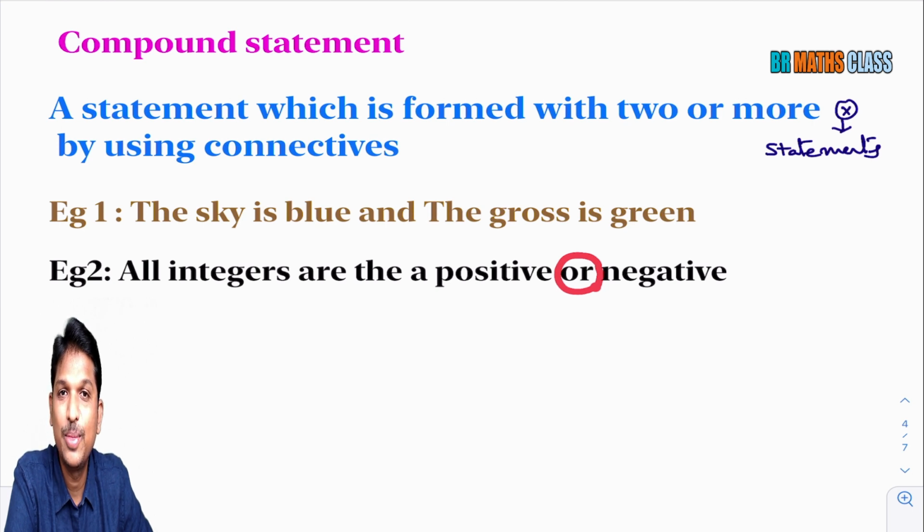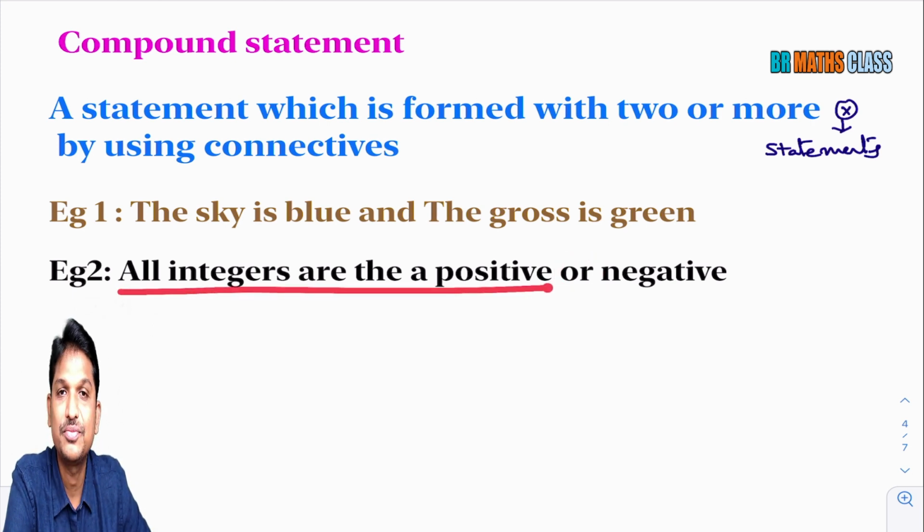What are the component statements? That means the simple statements present in this. What are the simple statements present in this? You tell, I am asking you. All integers are positive. That is one component statement. Second one is all integers are negative. Forget about truth value, whether it is true or false. Just try to identify the component statements: all integers are positive, or all integers are negative.